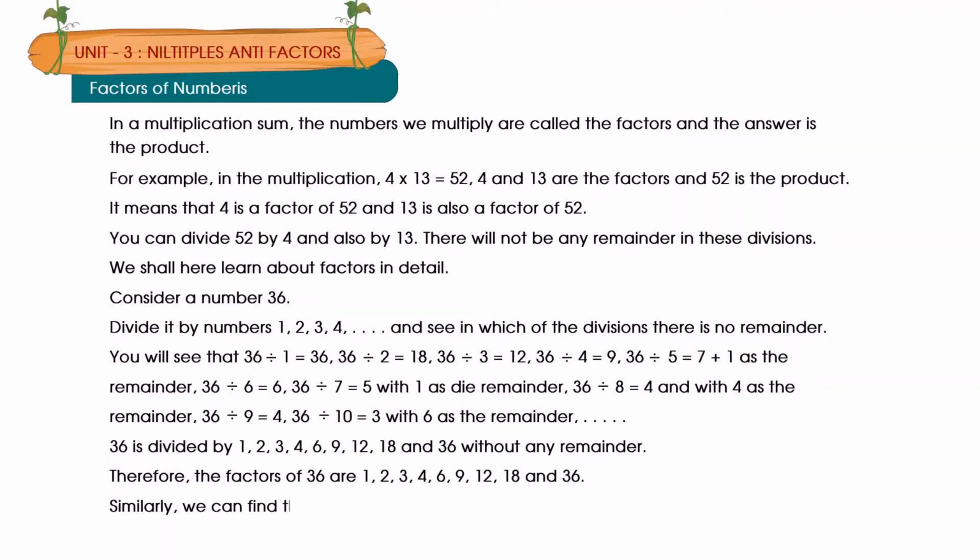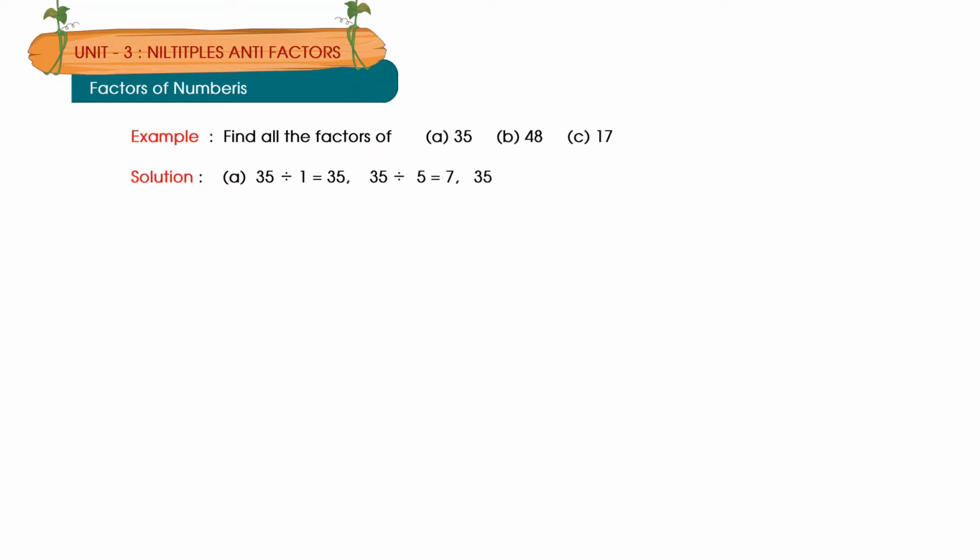Similarly, we can find the factors of any number. Example: find all the factors of A) 35, B) 48, C) 17. Solution: A) 35 divided by 1 is equal to 35. 35 divided by 5 is equal to 7. 35 divided by 7 is equal to 5. Therefore, the factors of 35 are 1, 5, 7 and 35.